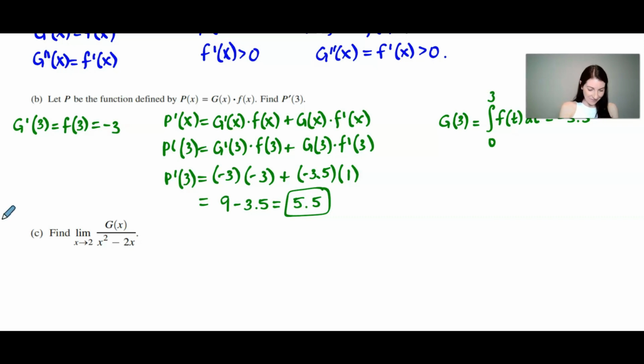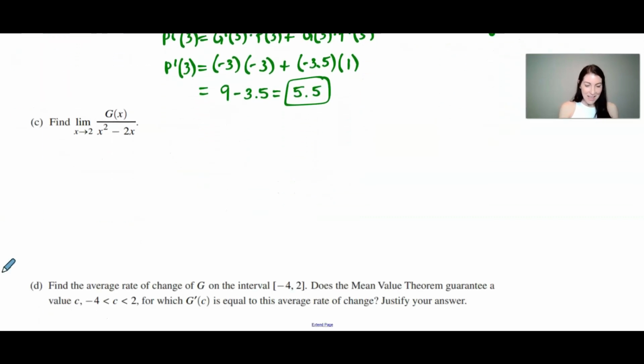Now on to part C. And in part C, we are finding a limit. It's the limit as x approaches 2 of g of x divided by x squared minus 2x. So what I am going to do is evaluate the limit of the numerator and denominator, and I think we are going to notice something. So if I take the limit as x approaches 2 of g of x, I would find g of 2.